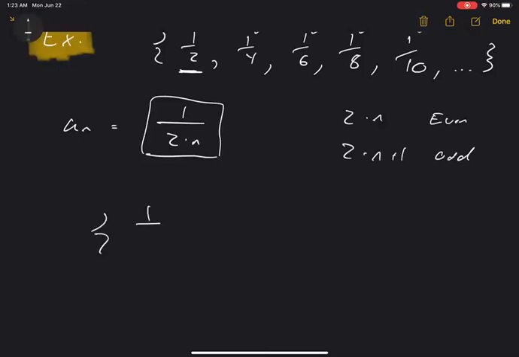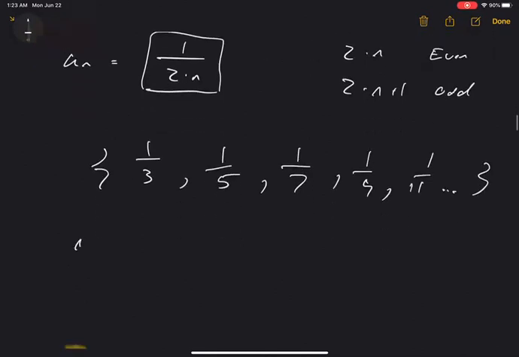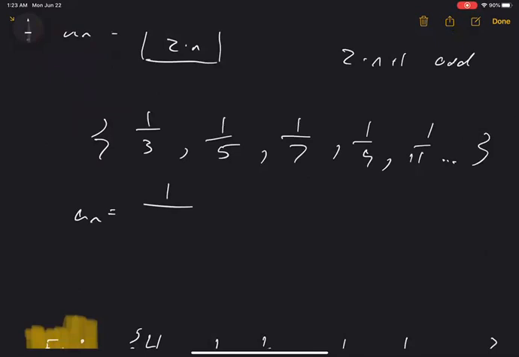Similarly, if I had been given this sequence, 1 over 3, 1 over 5, 1 over 7, 1 over 9, etc. This is all the odd numbers in the denominator, right? So I want to write out a formula for my a_n. Well, my numerator, I got a fraction. I always have a fraction. The numerator is always 1. What's going on with the denominator? It's an odd number, which I should usually write like 2n plus 1.